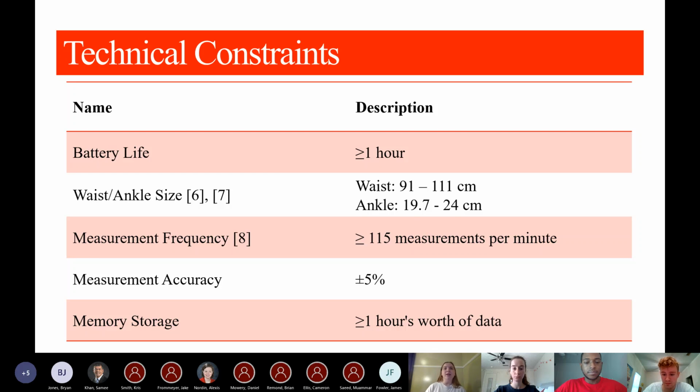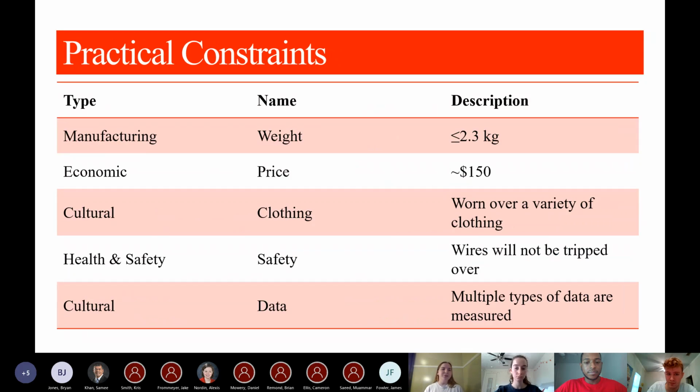For our measurement accuracy, it's plus or minus 5%, because that's within a range where when a physical therapist looks at that, they'll still be able to make something of it and see if the patient is actually improving.